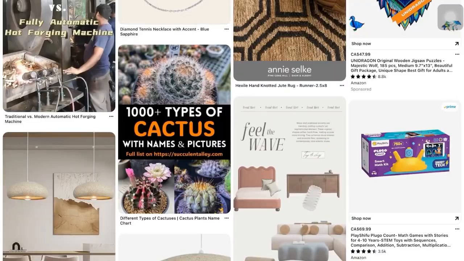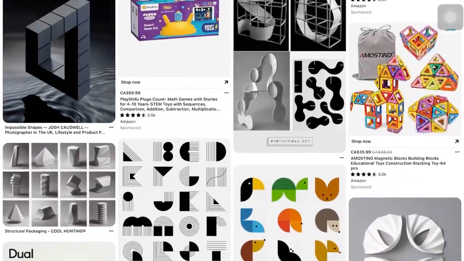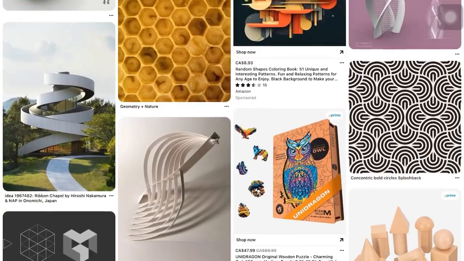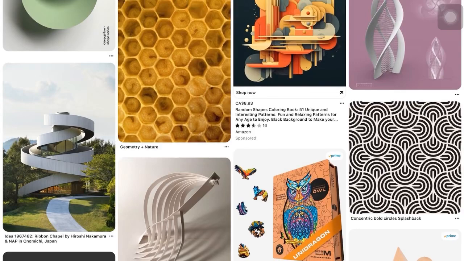Did you know you can find lots of interesting shapes online? Websites like Pinterest are filled with brilliant designs, and many of these buildings are inspired by basic shapes. Let's take a look at how simple shapes can lead to amazing creations.